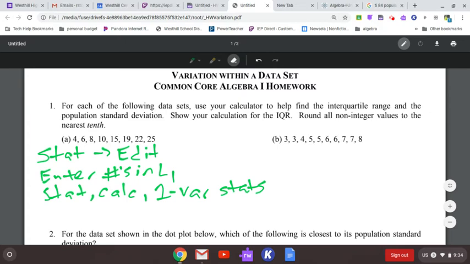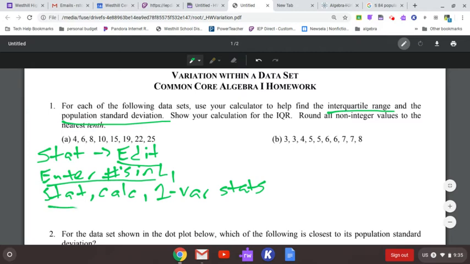If you take a look at this first one, number one, we want to find the interquartile range and the population standard deviation. To find those, you hit the stat button on the calculator, and then hit enter or edit. After you hit edit, you should see your L1. I have L2, L3 on there, but we're just going to use L1. If it's not cleared out, you can delete each one individually, or push up to highlight the L1 and hit clear, and that should clear them all out. Then push down and start entering all your numbers: 4, 6, 8, 10, 15, 19, 22, 25. Enter those all in there.